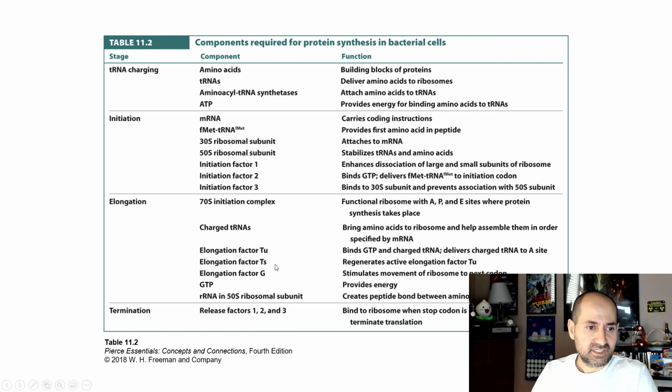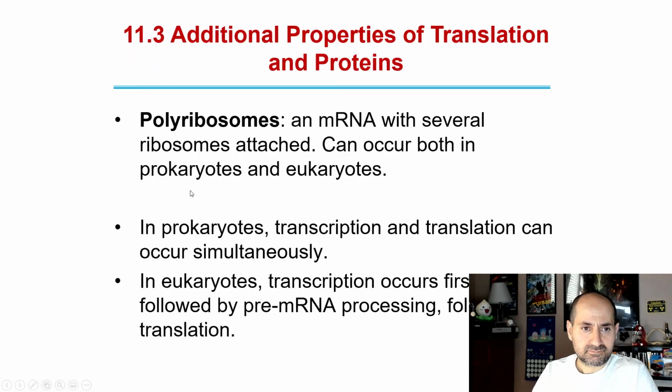And that protein will have a job, right? So again, here's a table summarizing everything. And here's a concept you should be aware of, and that's polyribosomes. An mRNA with several ribosomes can be attached. So you could have one mRNA with many ribosomes. This can occur in both prokaryotes and eukaryotes.